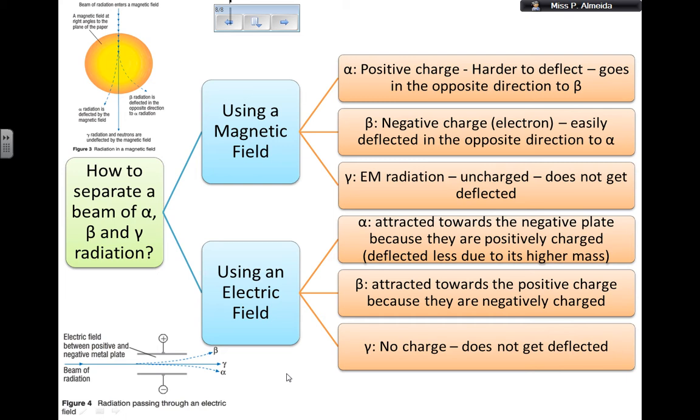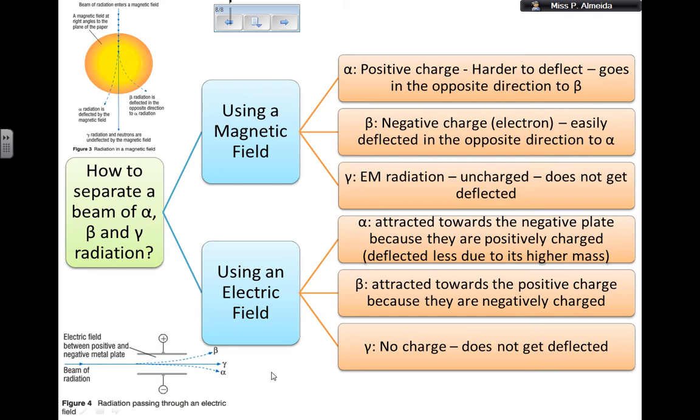Now, alpha also is more massive than beta. Beta is just a fast-moving electron. Alpha is made of 2 protons and 2 neutrons, so it's more massive. So beta will turn towards the positive plate very quickly because it has a small mass, but alpha, which has a bigger mass, is going to get deflected, but not as fast as beta, okay? Because you would need to make more effort for a bigger mass to turn, to change its trajectory.